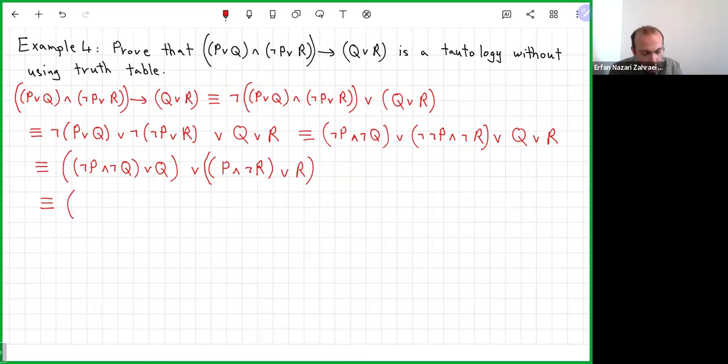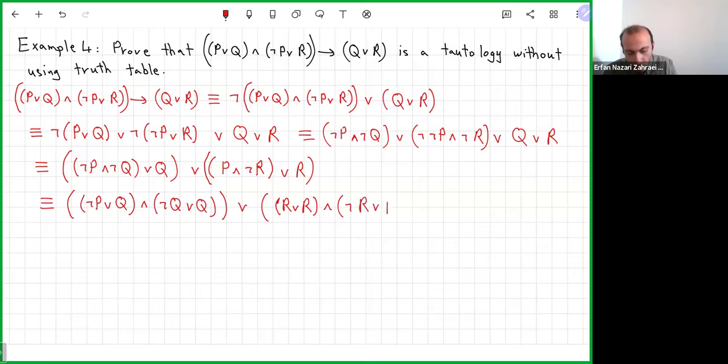Then you get not P or Q and not Q or Q, or P or R and not R or R. Okay, that was the whole point, to have these beside each other. Now I can say something about this. Q or not Q. What is it?